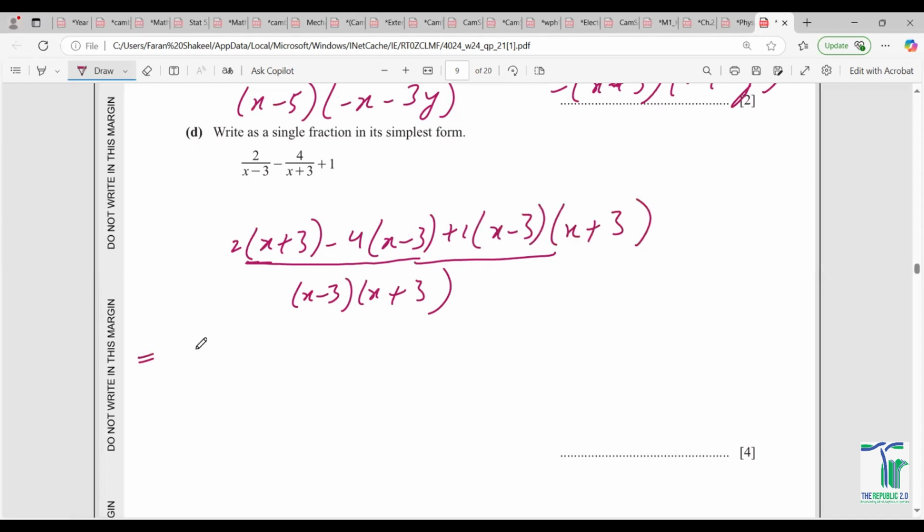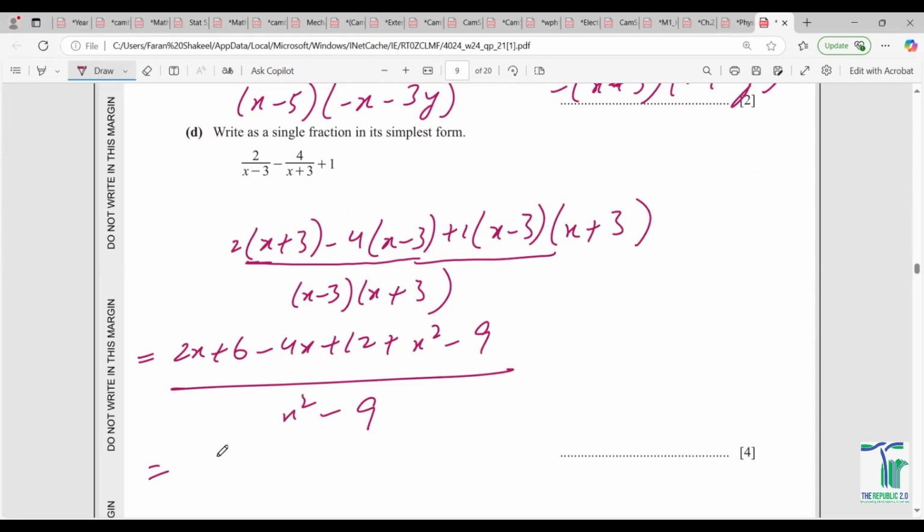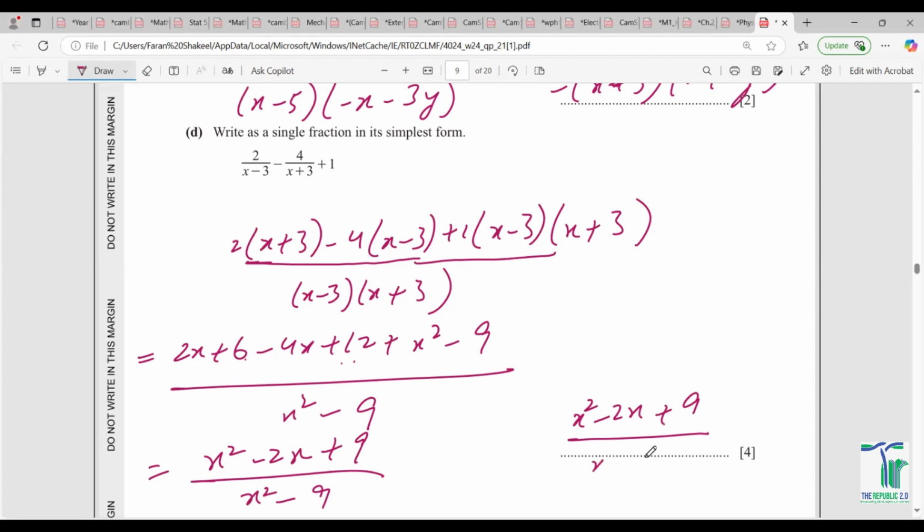Over here, I would be having 2x plus 6 minus 4x plus 12 plus x squared minus 9, divided by x squared minus 9. And now you'll be left with this x squared, 2x minus 4x, which is minus 2x, 6 plus 12 is 18, and 18 minus 9 is 9, divided by x squared minus 9. So that is the simplified form of this fraction, and you'll be left with x squared minus 2x plus 9 divided by x squared minus 9. That is how we're going to solve this question.